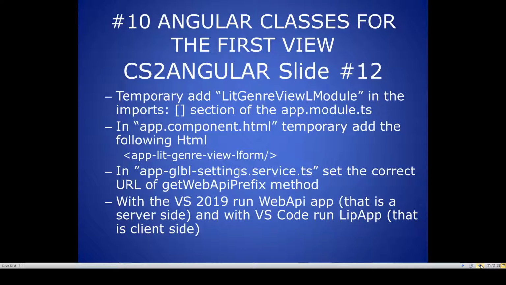With Visual Studio 2019 run the web API app, that is the server side, and with Visual Studio Code run the lib app, that is the client side.